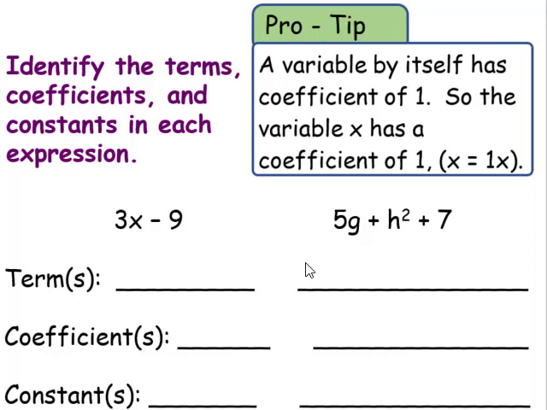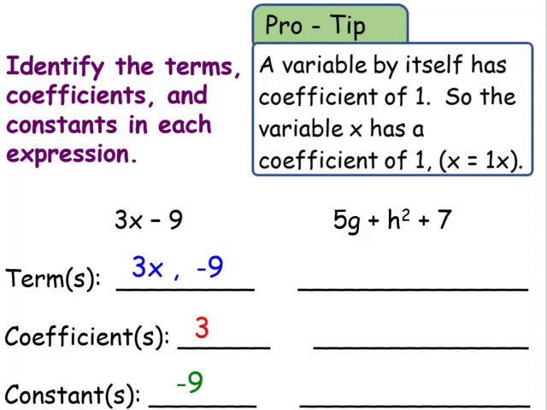In this case, we can see we have two terms, 3x and negative 9. Since this is a minus 9, we're going to write this as a negative 9 as our term. Our coefficient, we only have one variable, so we're only going to have one coefficient, which is 3. Constant, this minus 9 or negative 9 does not have a variable attached to it, so this is our constant, negative 9.